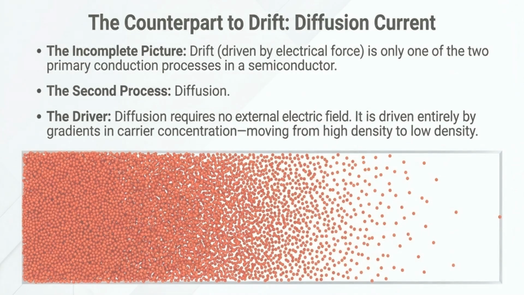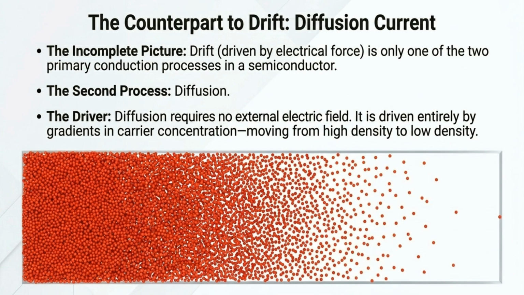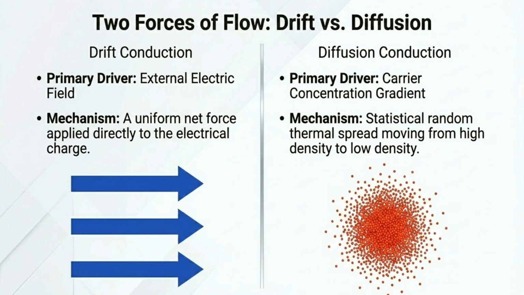In addition to drift, diffusion is the second primary conduction process. It is driven by gradients in carrier concentration, moving from high density to low density without an external electric field. Drift conduction is driven by an external electric field, applying a uniform net force. Diffusion conduction is driven by a carrier concentration gradient, based on statistical random thermal spread.